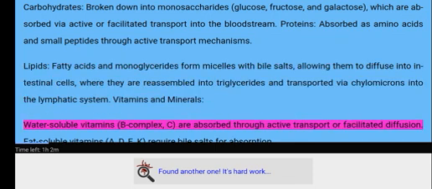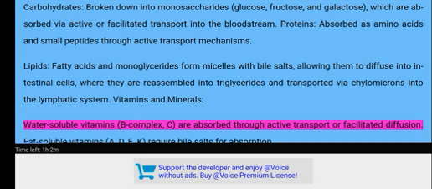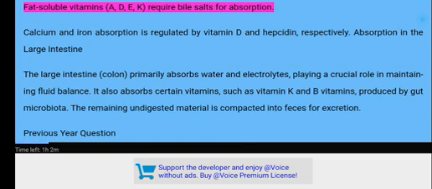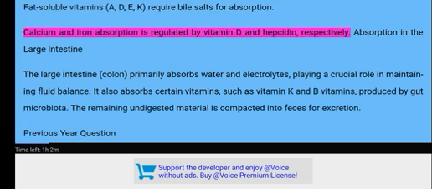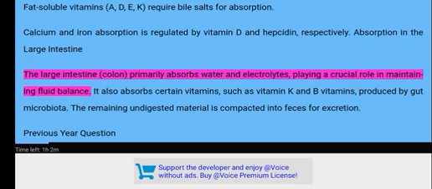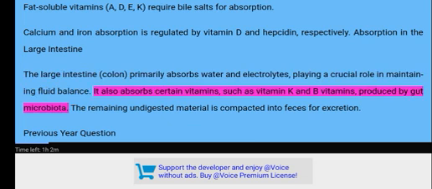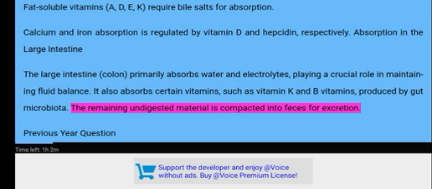Vitamins and minerals. Water-soluble vitamins, B complex and C, are absorbed through active transport or facilitated diffusion. Fat-soluble vitamins A, D, E, K require bile salts for absorption. Calcium and iron absorption is regulated by vitamin D and hepcidin, respectively. Absorption in the large intestine. The large intestine, colon, primarily absorbs water and electrolytes, playing a crucial role in maintaining fluid balance. It also absorbs certain vitamins, such as vitamin K and B vitamins, produced by gut microbiota. The remaining undigested material is compacted into feces for excretion.